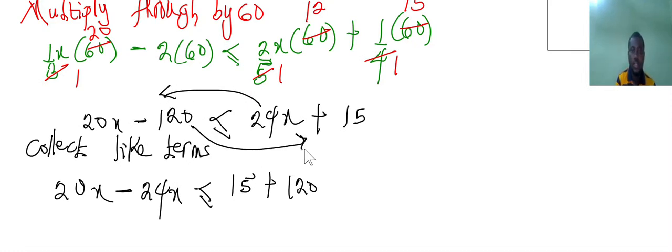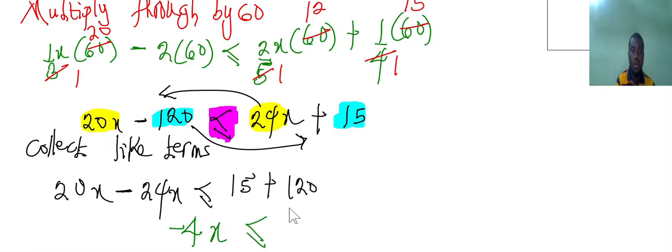Like this, like this. Both do not contain x, while both contain x. So try to bring them together. And once there's a cross of the inequality sign, obviously the sign changes. So positive 24x comes to the left, negative 24x. Minus 120 comes to the right, turns to positive 120. So 20x minus 24x, that's negative 4x, less than or equals to 120 plus 15, that's 135.